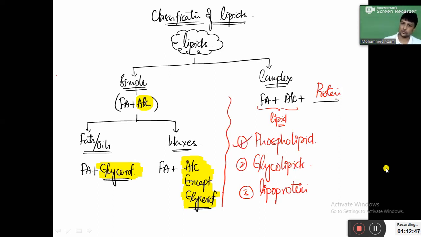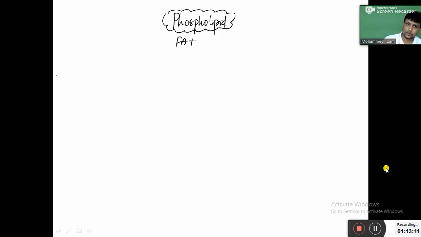So let's study about the phospholipid first. So please write down the heading as phospholipid in the center of the page. Phospholipid. Now the phospholipid will consist of what? It will consist of fatty acid, along with that alcohol, along with the phosphate group.